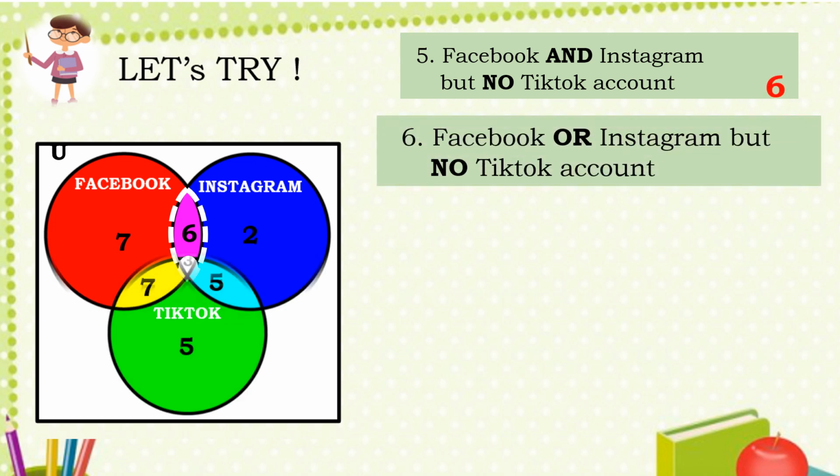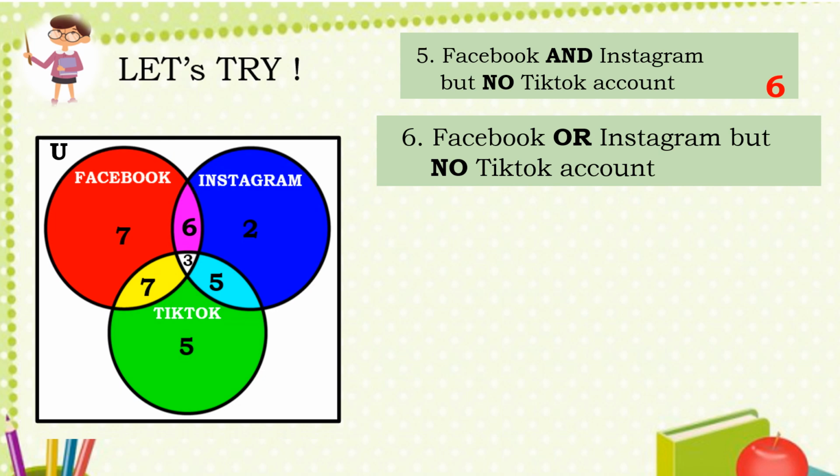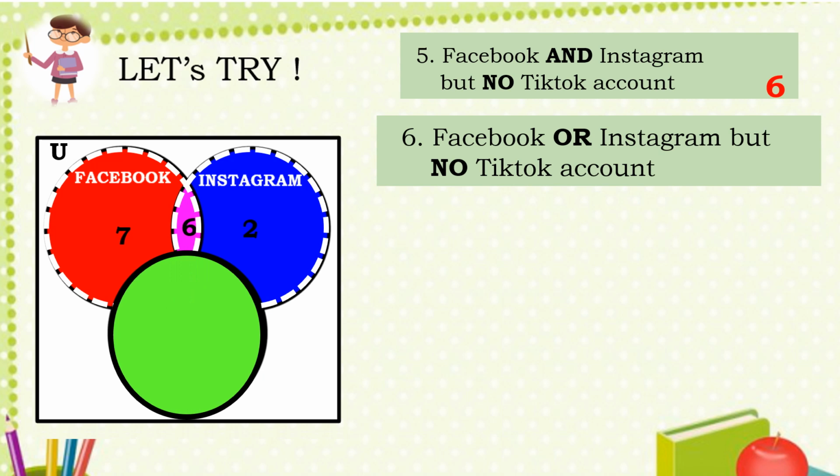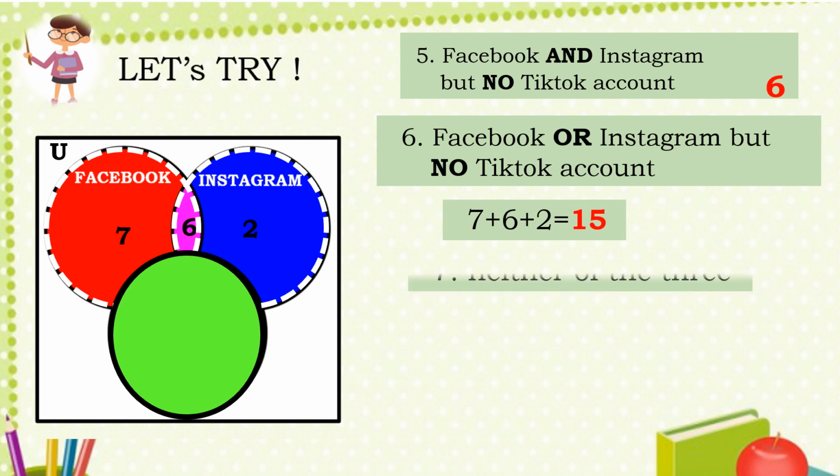Next, Facebook or Instagram but no TikTok account. So, dun muna tayo sa Facebook or Instagram. Take note of the word or. Or is for union. And we are referring to this part. Dahil sinabi, no TikTok account, so tatanggalin lang natin yung part na meron kay TikTok. Then, add these cardinal numbers. 7 plus 6 plus 2 equals 15.